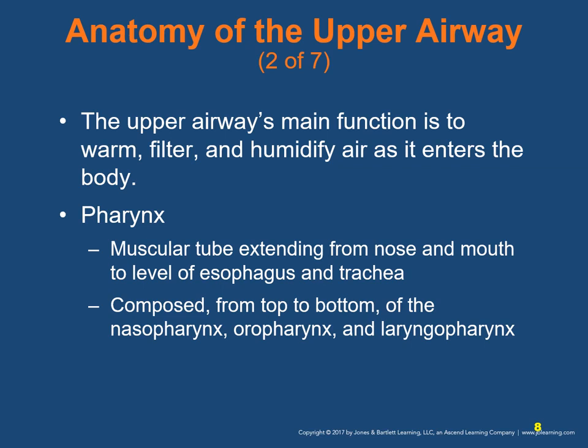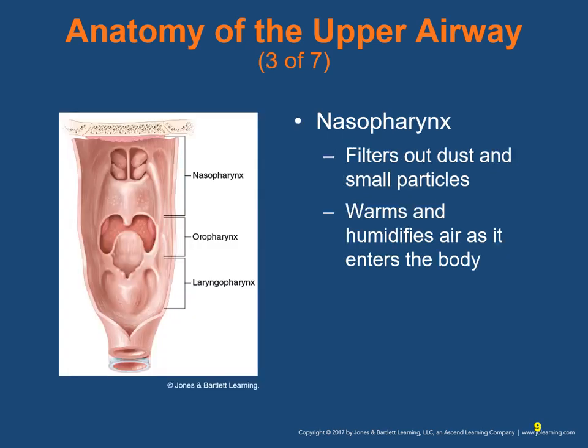The pharynx is the muscular tube extending from the nose and mouth to the level of the esophagus and trachea. It is composed from top to bottom of the nasopharynx, oropharynx, and laryngopharynx. The nasopharynx is lined with ciliated mucous membranes that filter out dust and small particles. It warms and humidifies air as it enters the body.